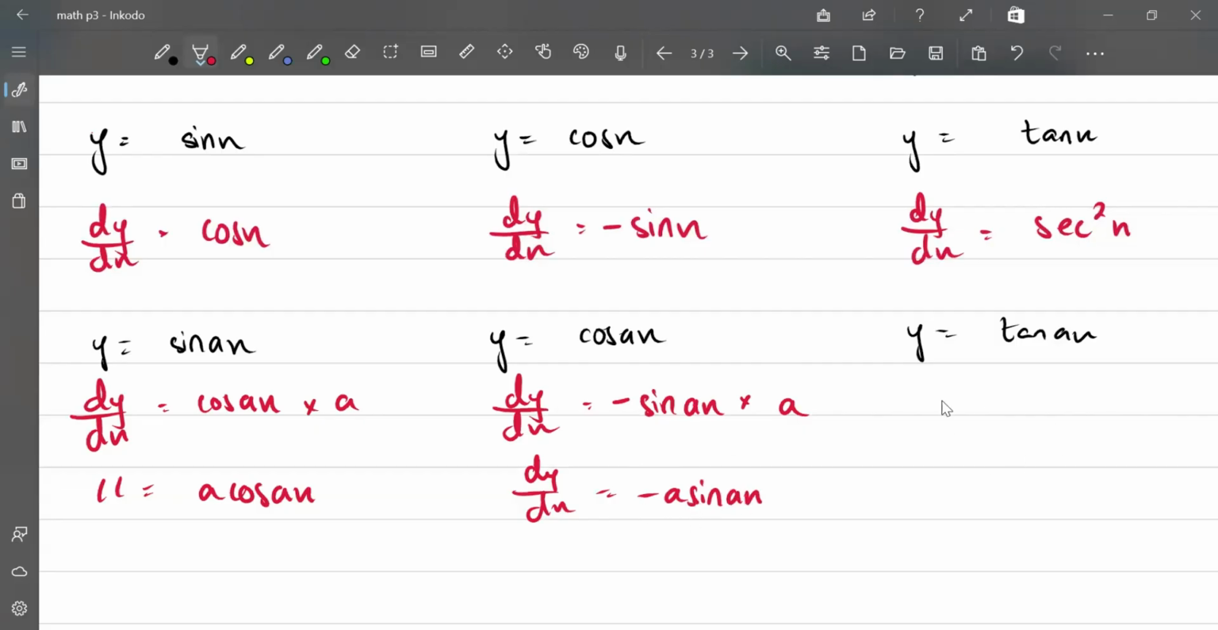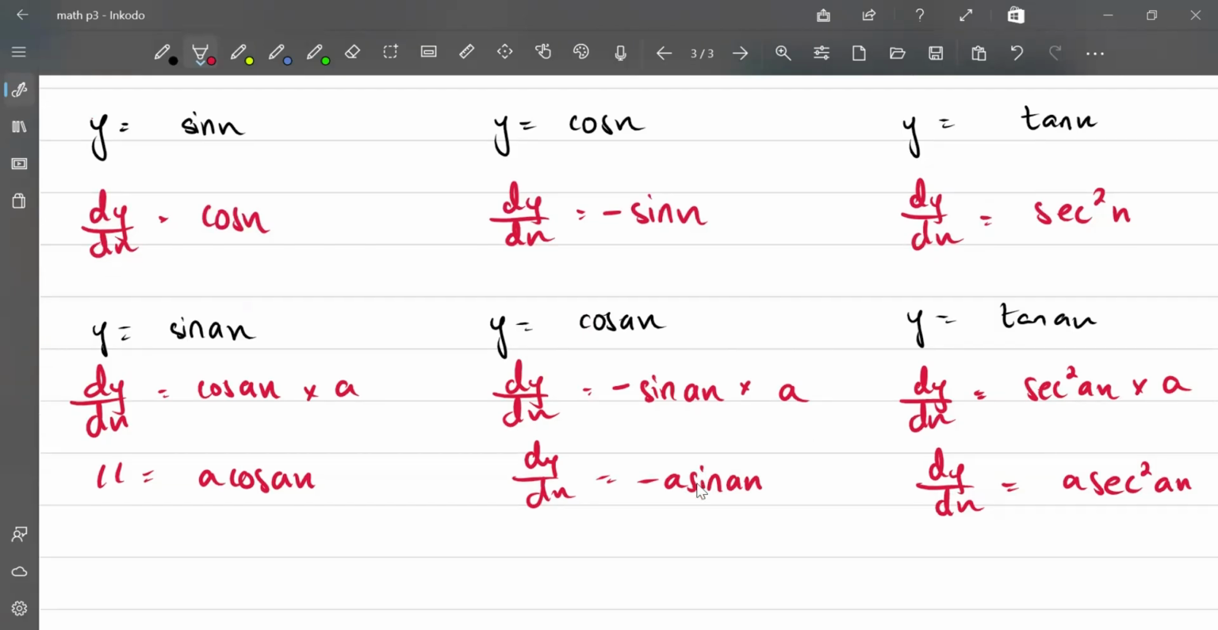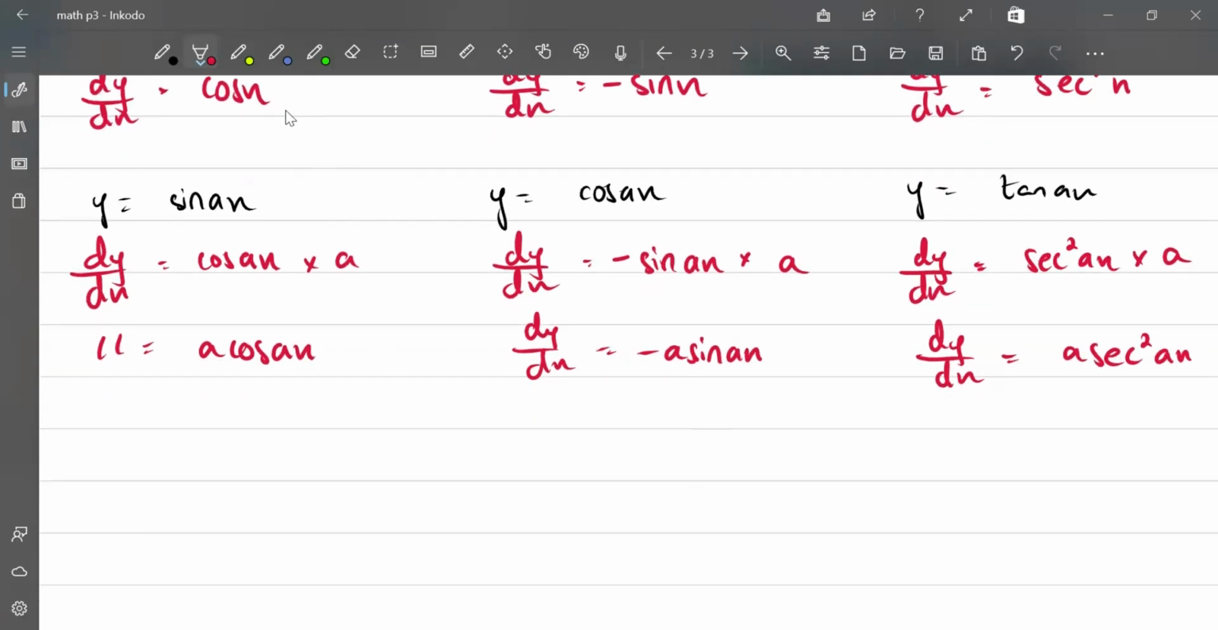All right. And similarly, dy over dx of tan x is sec square ax and multiplied by a, which is the differential of fx. Right. So dy over dx would be a sec square ax. All right. So as a general rule, you should know, let me write the general rule therefore.